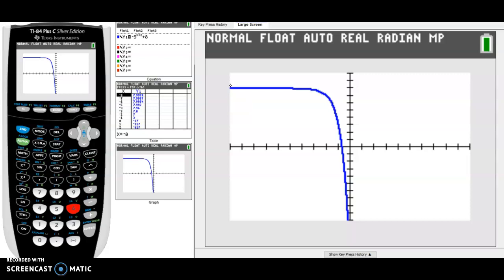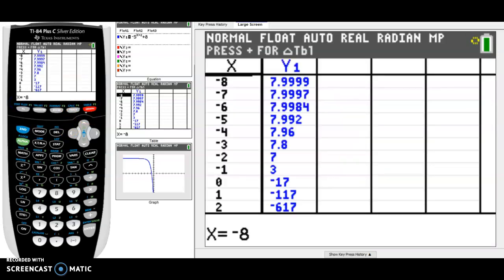Next thing you need to find is the y-intercept. Second graph will give you the table. And then look for where x is 0. So your y-intercept is -17. Okay, and then just pick a couple more points that you could graph. So I could graph -1, 3. I could graph -2, 7. I could graph -3, 7.8. Okay, all of those are easily graphable.